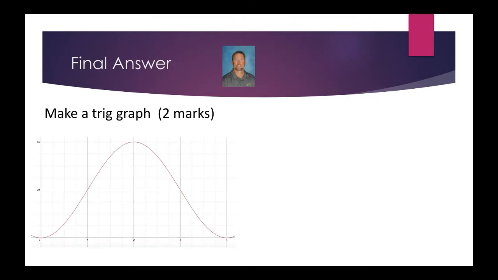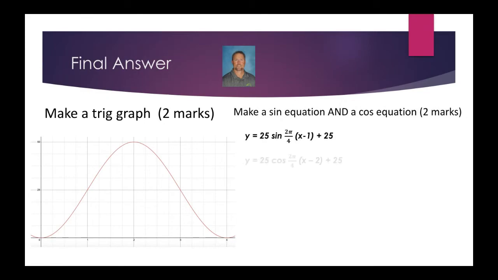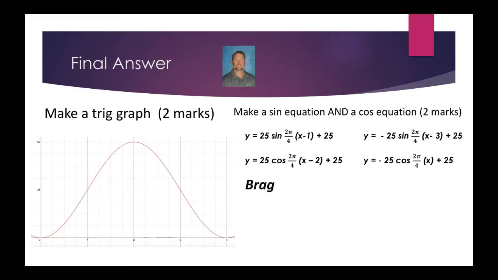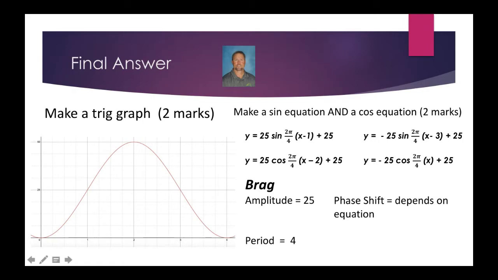Your final answer then, you will make a trig graph. That would have given you 2 marks. It would have looked beautiful like that. You make a sine equation and a cos equation for 2 marks. You would have got any one of those 4 equations. Excellent. And you brag. You're going to say the amplitude's 25, the period's 4, phase shift, that will depend on your equation. You brag about your phase shift based on these equations because you will be making 2. And then your vertical displacement 25. That is how you're going to be marked on these.